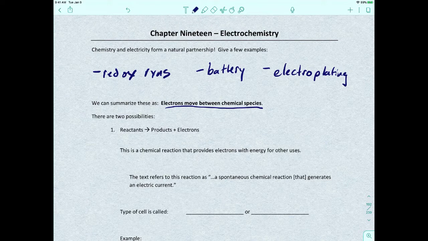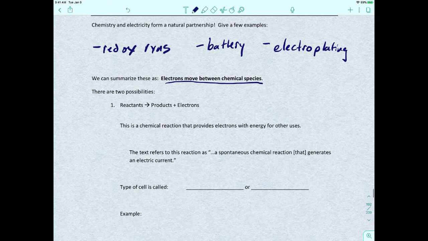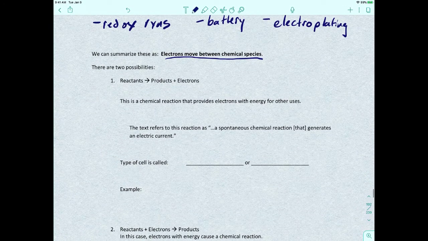Now, there are two possibilities of how the electrons move between species. One possibility is that the reactants can form products and then release electrons. And this is a chemical reaction that provides electrons with energy for other uses. So the reactants give up these electrons, we form products, and then these electrons are used to drive other processes. The text refers to this reaction as a spontaneous chemical reaction that generates an electric current.